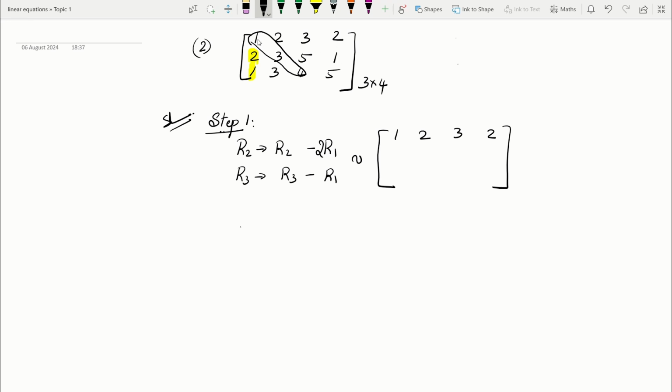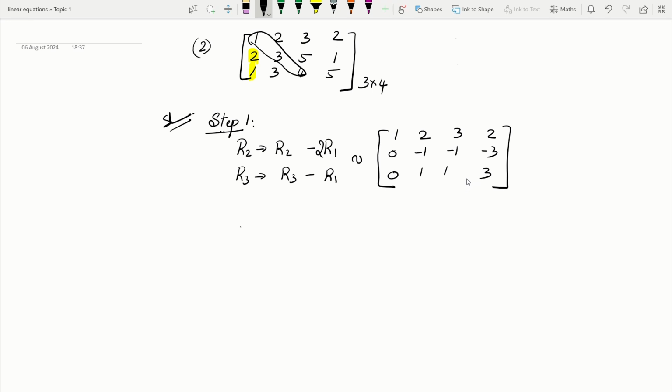Then R3 implies, same thing, write down R3 minus R1. Okay, so now see, the R3 element is here 1, here also 1. Same 1, 1 only now. That's why I'm not writing anything. Now, if I do this calculation, see how it will change.